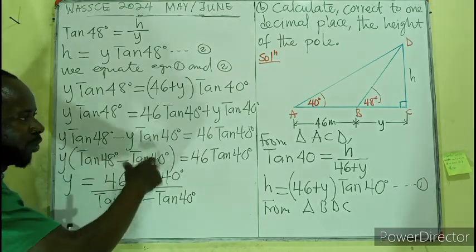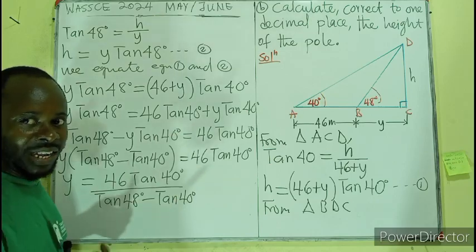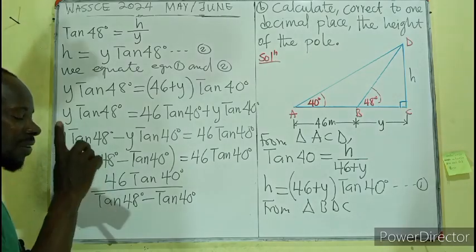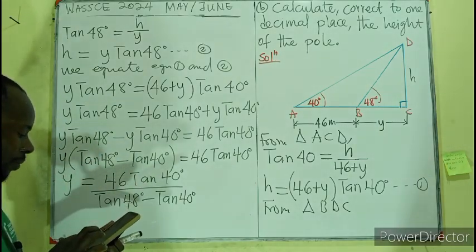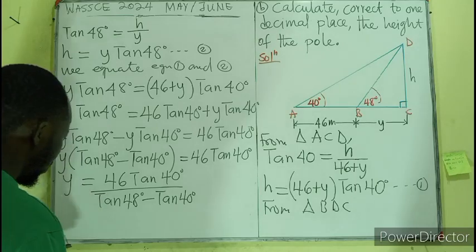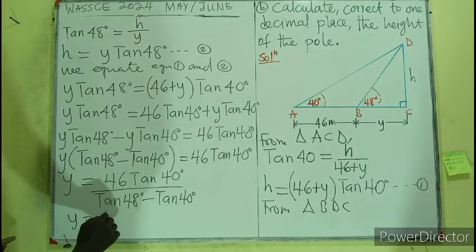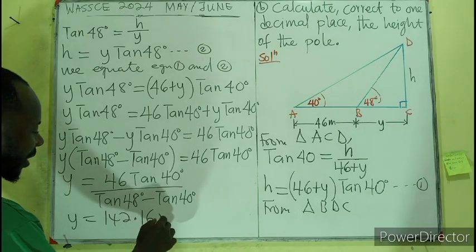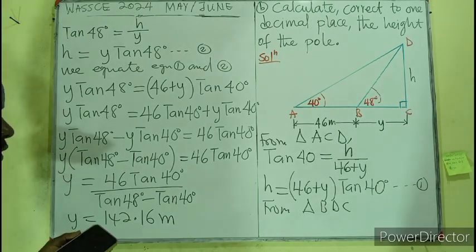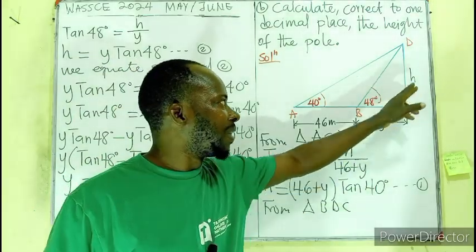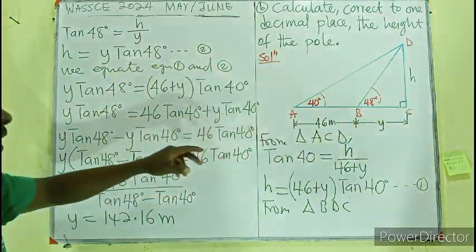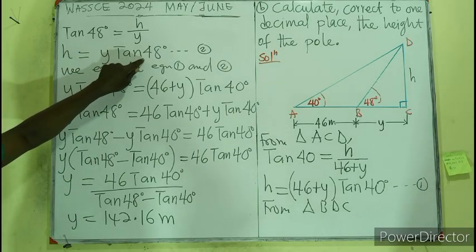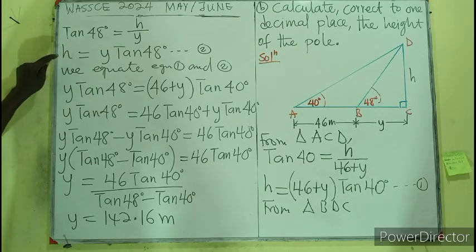I have not changed these values in the beginning because I don't want to truncate the decimal places. So I'm going to put all together in the calculator to arrive at just a single answer. And that will be giving us y equals 142.16. What dimension are we dealing with? We are dealing with meters. But don't forget, our attention is not on y. It is the h that we are looking for. But it will be easily found in equation 2. The moment I put y at the back of tan 48, the h will be found easily.